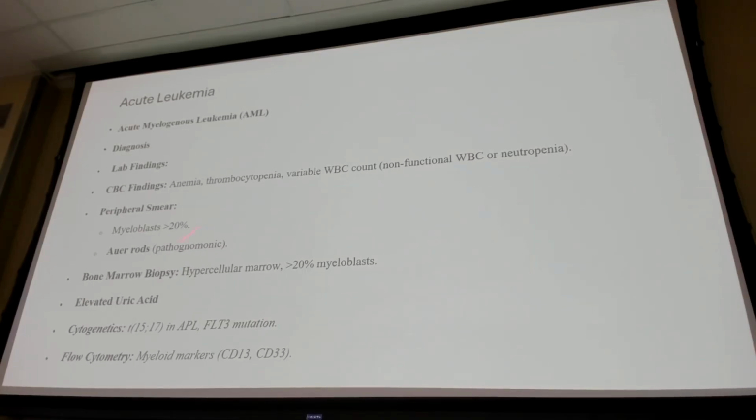Peripheral smear, by definition, myeloblasts, right? We're talking about AML, greater than 20%. That's your cutoff number. 20% blasts, cancer.